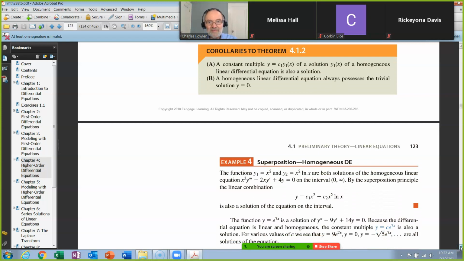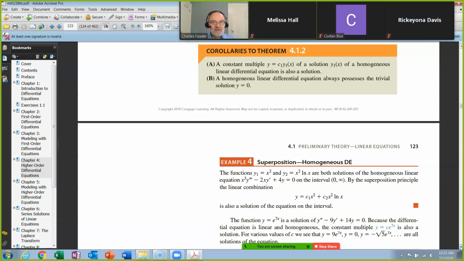To that theorem: a constant multiple, y equals c1 times y1 of x, of a solution y1 of a homogeneous linear differential equation is also a solution. So you don't have to do them all, just one. If you know y1 is a solution, then any arbitrary constant times that y1 will also be a solution.